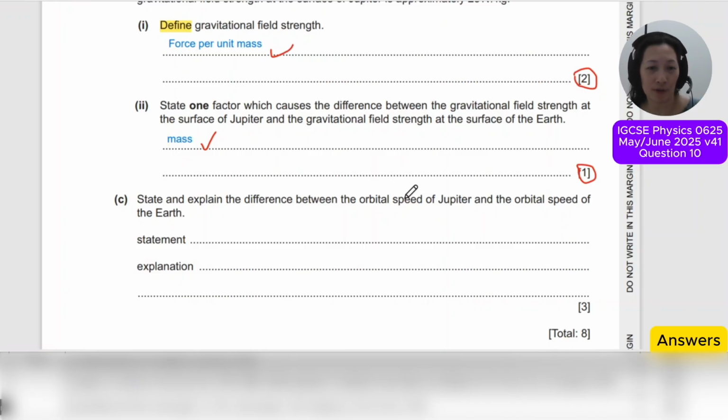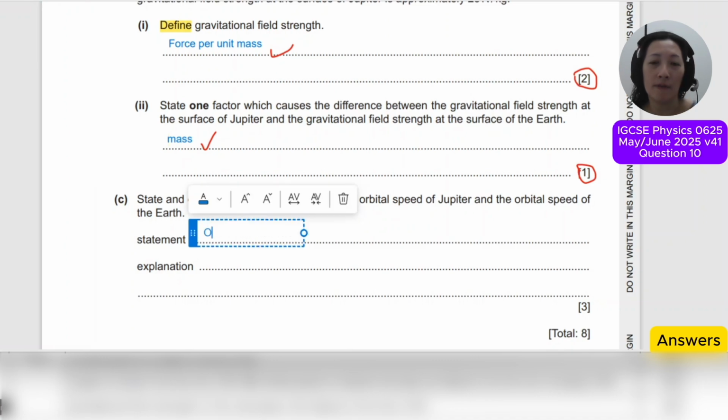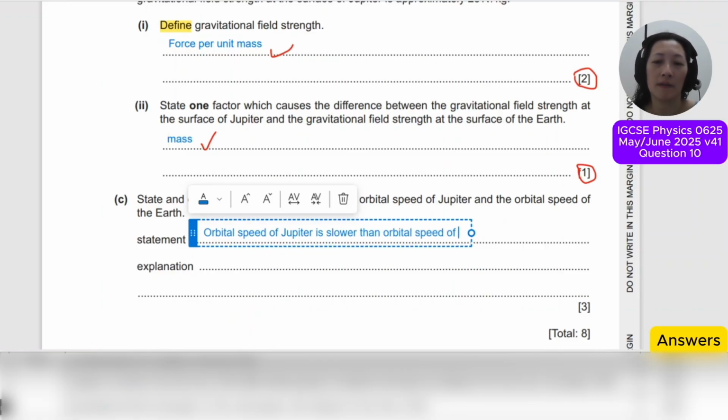By now, you should also know that obviously Earth is a lot closer to the Sun compared to Jupiter. So the closer the planet is to the Sun, the smaller its radius of orbit. Therefore, it's going to travel faster around the Sun compared to a planet that's further away. It has a longer distance to travel. So orbital speed here refers to the speed at which the planet makes one complete orbit around the Sun. So therefore, the comparison is that the orbital speed of Jupiter is slower than the orbital speed of Earth.